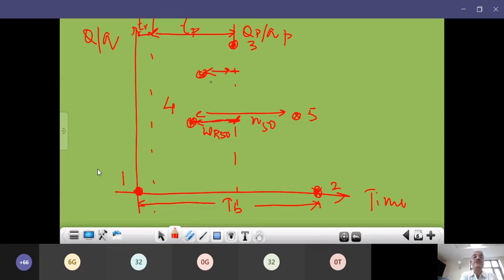Now, if I come to 75% of peak discharge, and if I know this distance, which is called WR75, the distance of rising limb at 75% peak discharge from center, I can locate this point 6. And if I know W75, which is width at 75% discharge, this is the 7th point. If I know these parameters, what I have written here, then I can mark these 7 points.